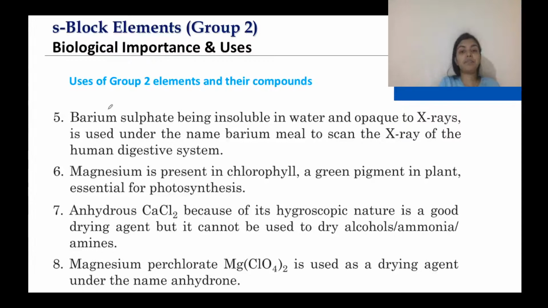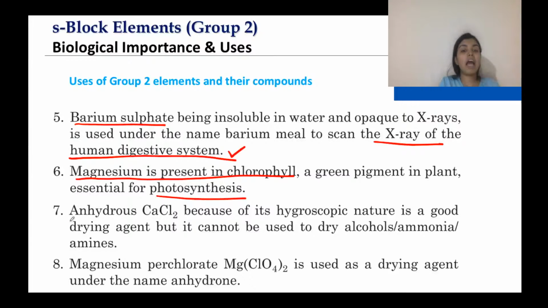Next is barium sulfate. Basically, it is used to scan the X-ray of the human digestive system. Again, magnesium is present in chlorophyll. Already we have discussed, which helps in the photosynthesis. Anhydrous calcium chloride is hygroscopic in nature and it is used as a good drying agent. That means it is used to remove moisture or water from some compounds, right?